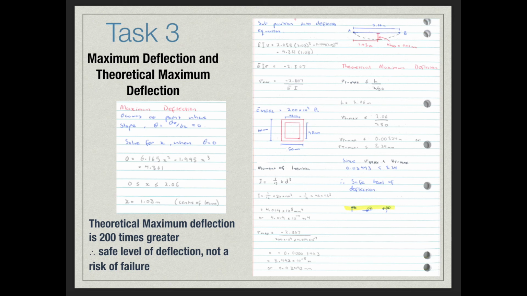Upon the determination of these equations, I was able to find the point where maximum deflection occurs, where the slope equals 0. Solving for the slope equaling 0, I found that the position was x equals 1.03 meters, which is perfectly in the center of my beam. Substituting this x value into the deflection equation will give us the maximum deflection, which was 0.0393 millimeters. When comparing this to the theoretical maximum deflection being 8.24 millimeters, the experimental deflection is 200 times smaller, and as such, the deflection present in my structure is a safe level deflection.